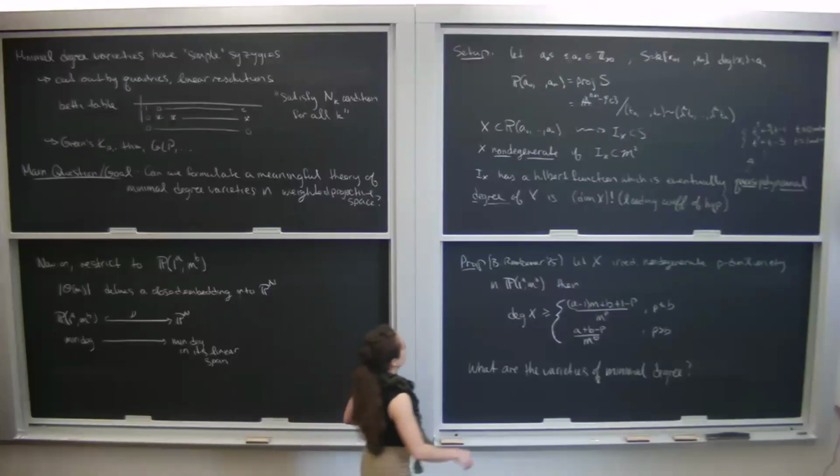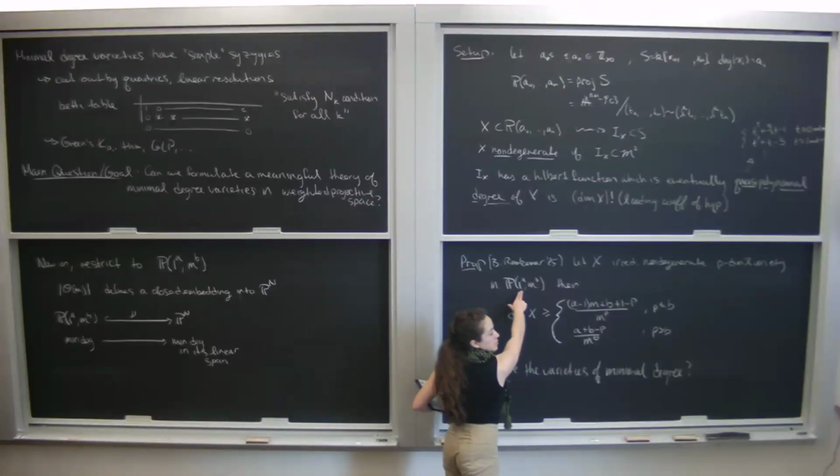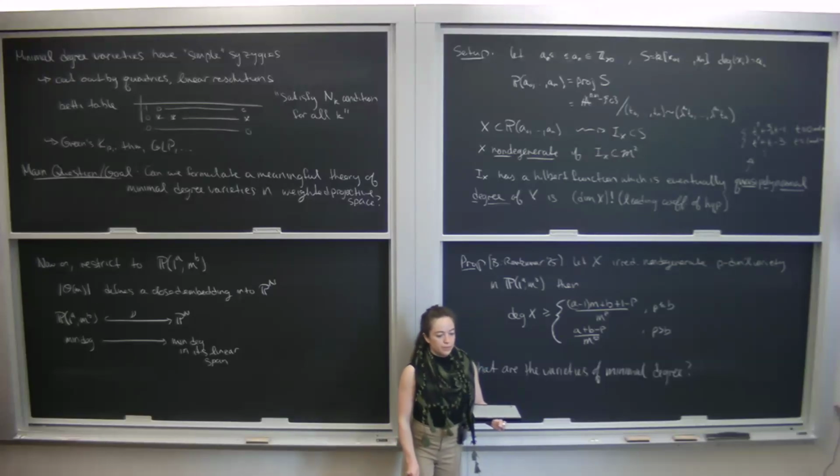Can I ask a quick question before you move on? Even in this case of having 1s and m's, can you describe the singular locus? So the singular locus is where all of these variables are 0. Okay, so those are the only singular points. Yeah. Okay.